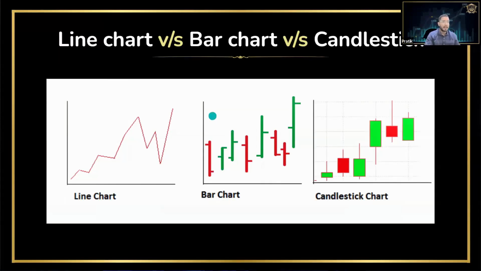So what's a line chart? As you can see here, all the prices are plotted as points, each point is joined together, each dot is connected, and it forms a chart. That is a line chart.